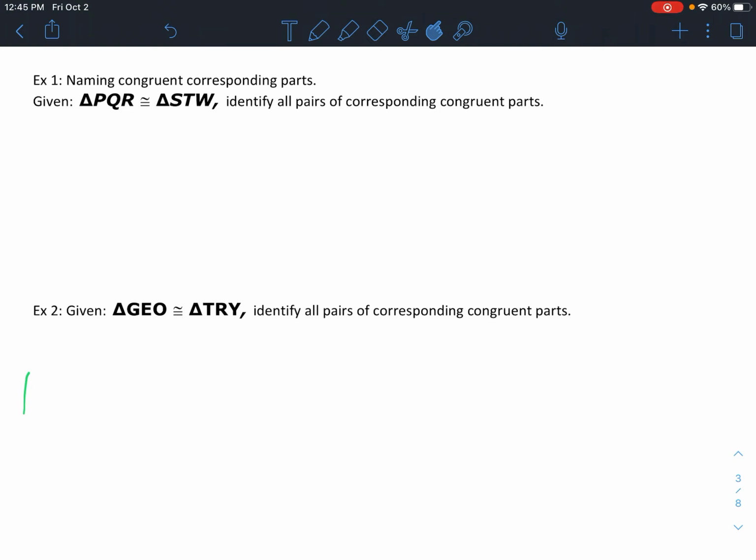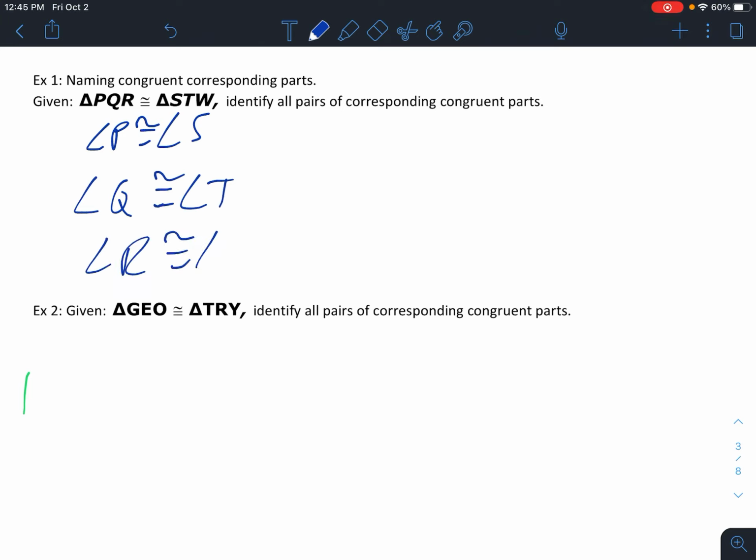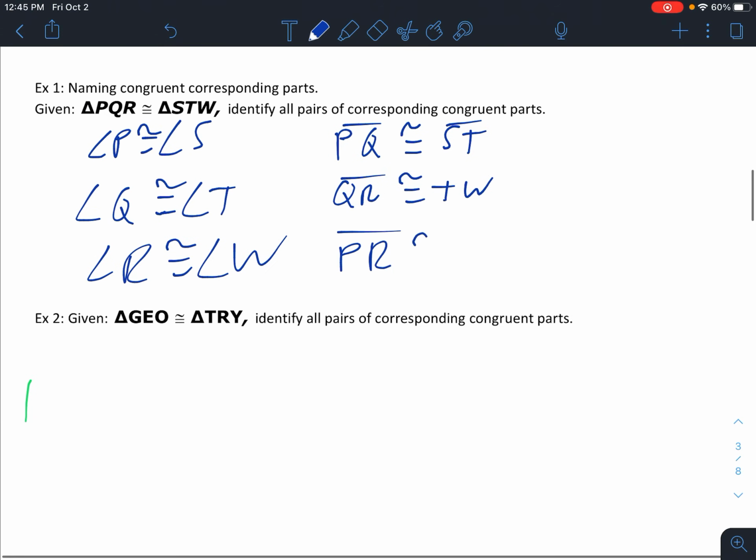So example 1 says name all the corresponding congruent parts without drawing a picture here. So I know angle P is congruent to angle S. Angle Q is congruent to angle T. And angle R is congruent to angle W. But then also, side PQ is congruent to side ST. Side QR is congruent to side TW. And side PR is congruent to side SW.